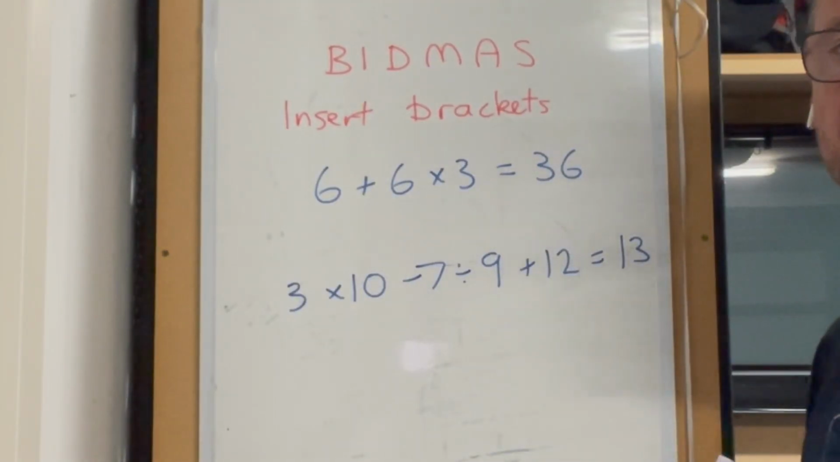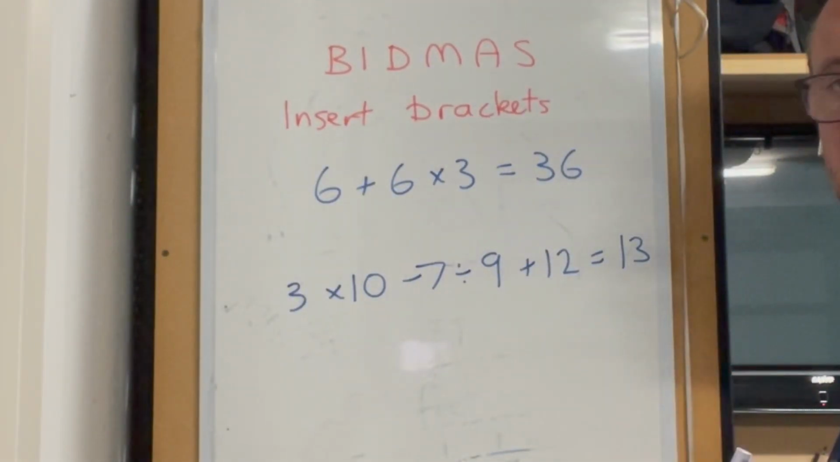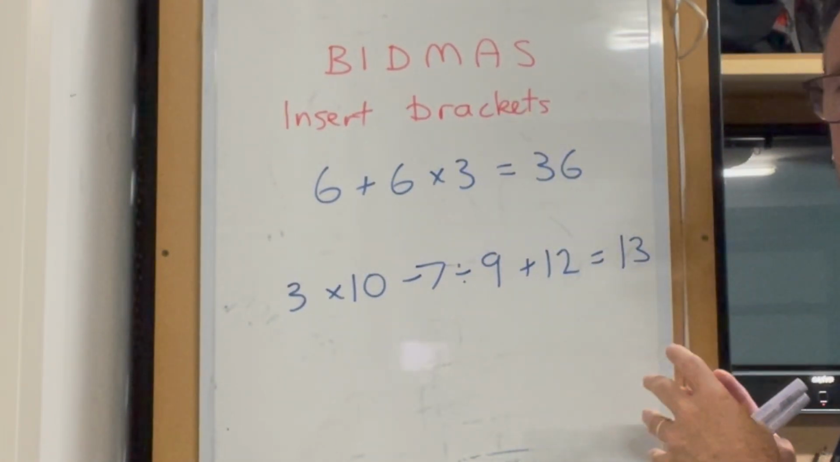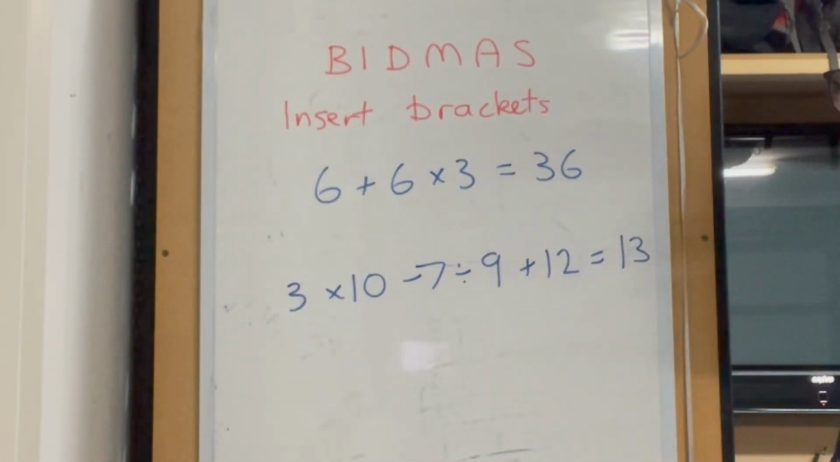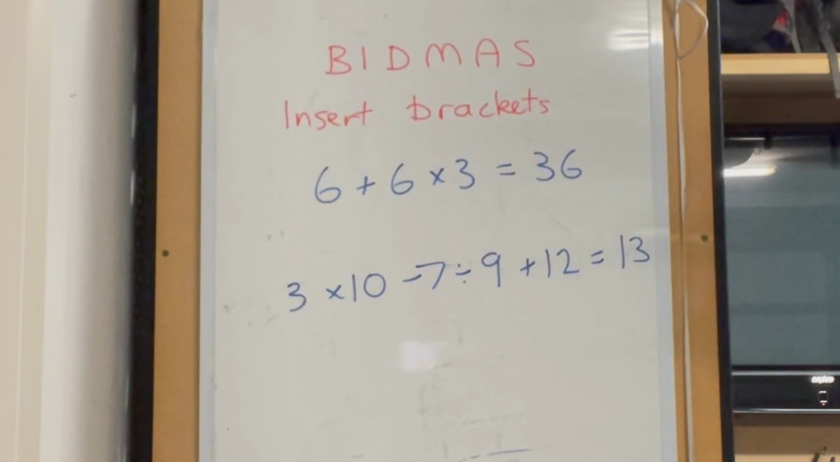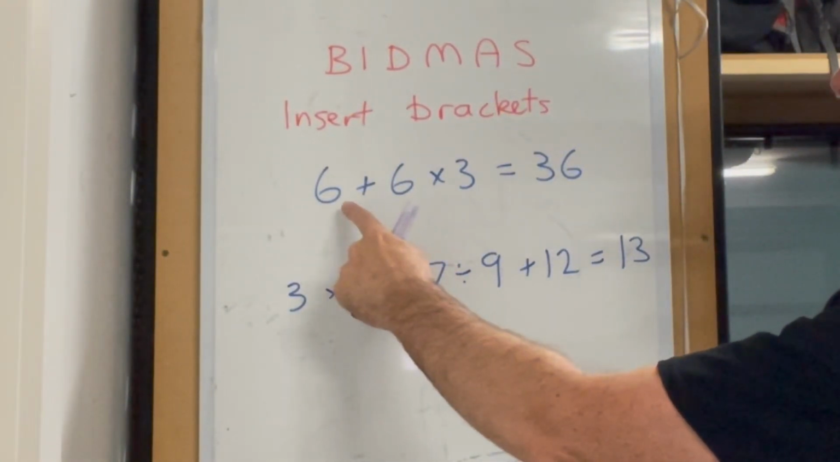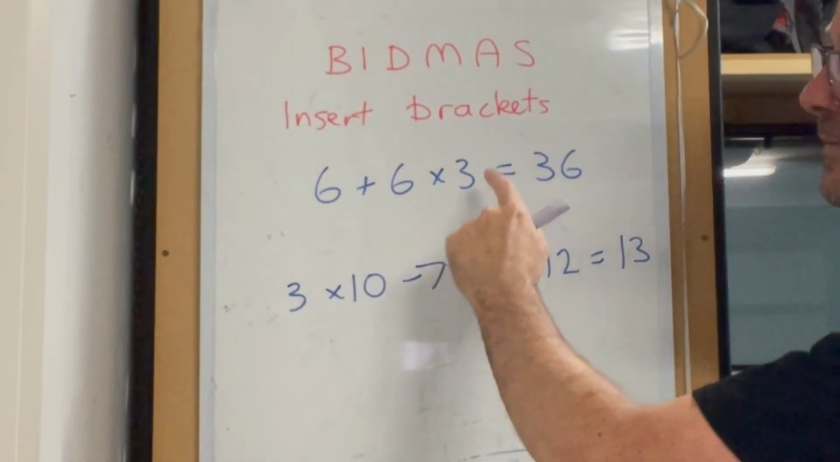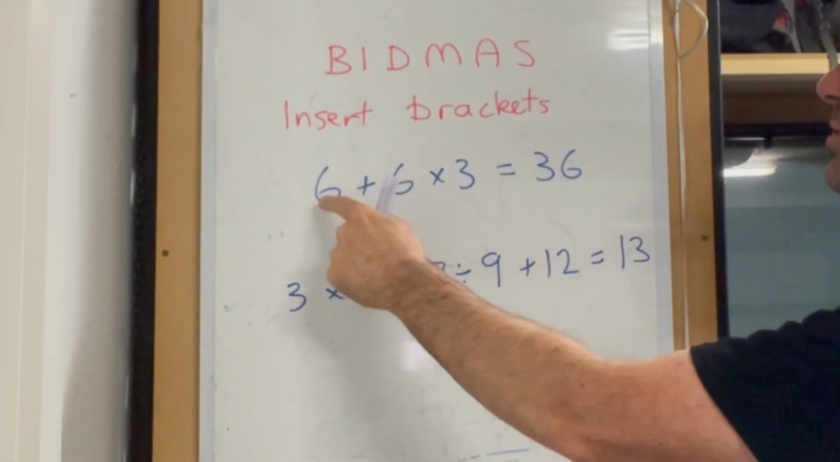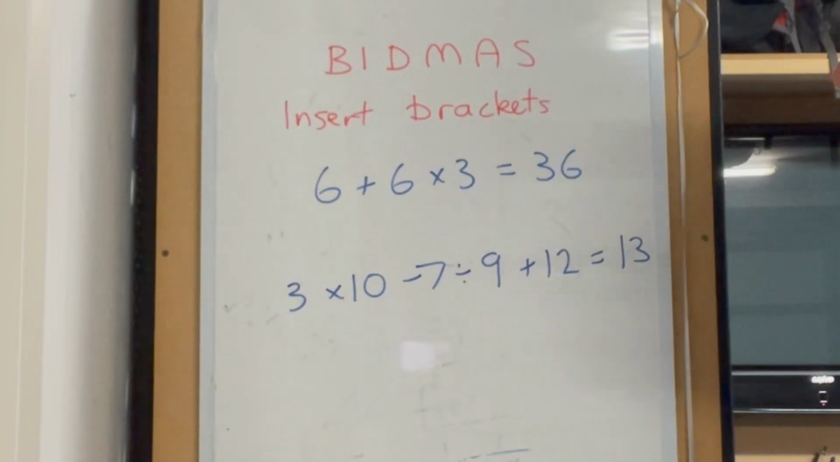Okay, one of the common questions we have using BIDMAS, PEMDAS, whichever one you're using, is this idea of inserting brackets. So you're given a statement, and the statement won't be true. And you have to put brackets into the equation to make it true. So the first one here, we've got 6 plus 6 multiplied by 3, okay? If you do this the way BIDMAS works, you've got 3 times 6 is going to be 18, plus the 6 here is going to make 24, so that's not going to work.